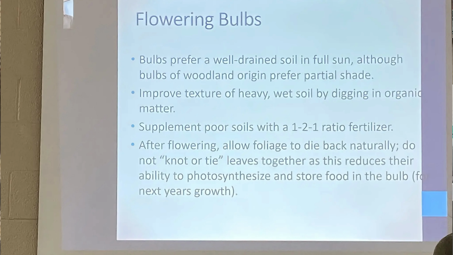Flowering bulbs. Bulbs prefer a well-drained soil and full sun, although bulbs of woodland origin prefer partial shade. Improve texture of heavy, wet soil by digging in organic matter. Supplement poor soils with 1:2:1 ratio fertilizer. After flowering, allow foliage to die back naturally. Do not knot or tie leaves together, as this reduces their ability to photosynthesize and store food in bulbs for next year's growth.